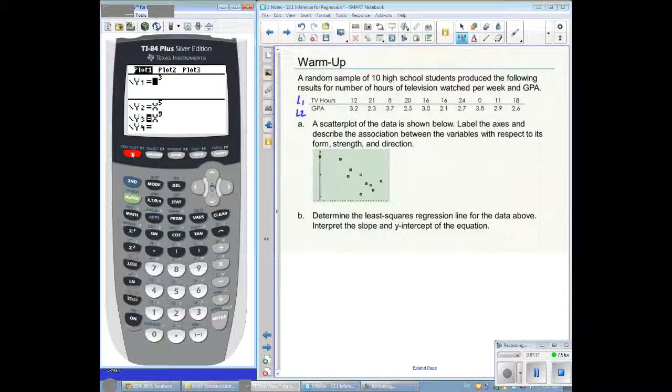I also have an equation graphed. In my case, I've got a bunch of equations that I need to delete, otherwise they're going to conflict with my scatter plot. All right, so there we go.